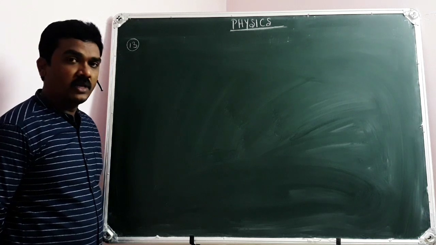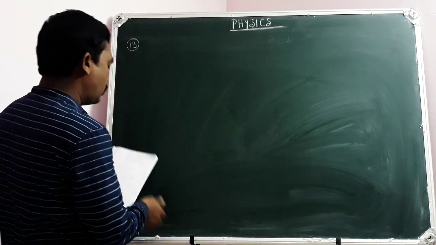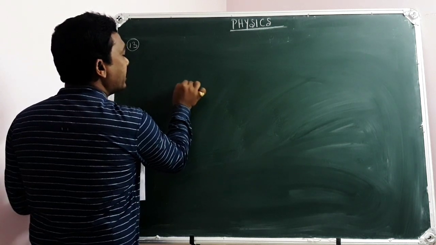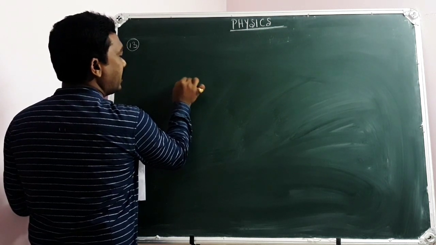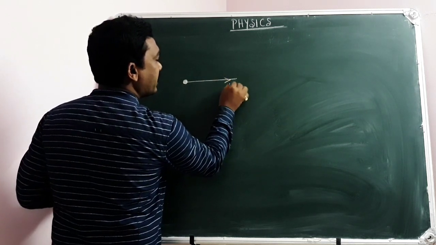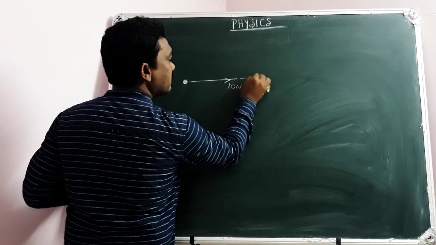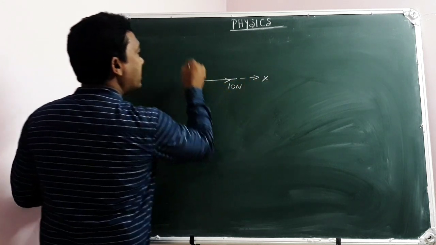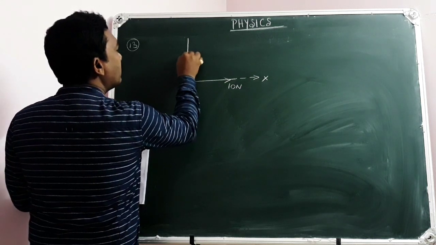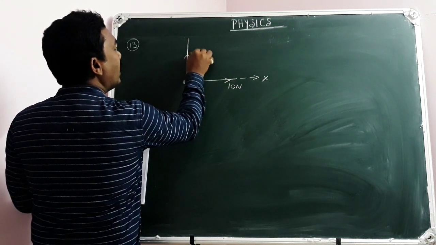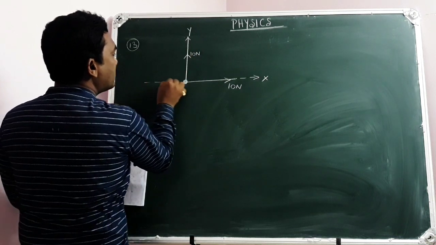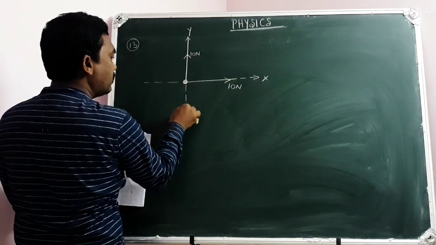Let us see here, 13th question. The question is, there are different forces acting on a particle simultaneously. Here there is a particle. There is a force of 10 Newton acting on the particle along x-axis. And there is another force of 10 Newton acting on the particle along y-axis. And of course, you can mention the coordinate system here.